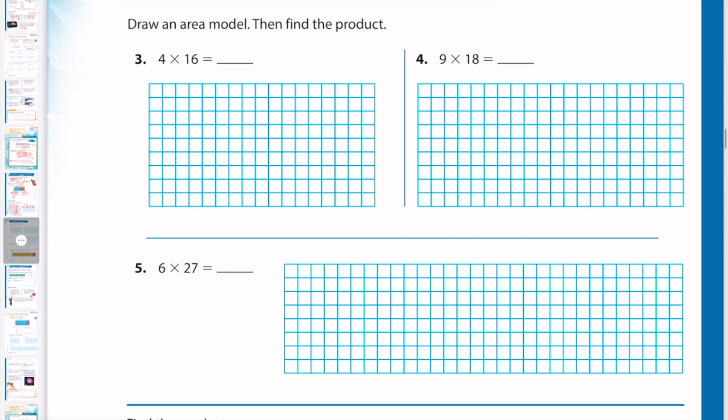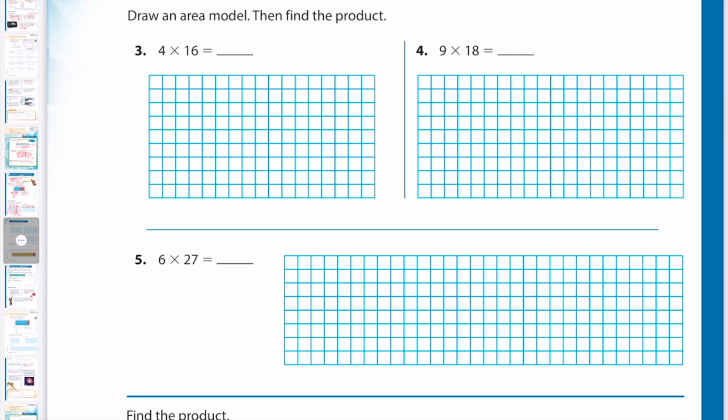Okay, so draw an area model, then find the product. Now look at this, guys. 4 times 16. Okay, so I'm going to split that into what? Yes, 10 plus 6. So I'm going to count 1, 2, 3, 4. And then let's count 16. 1, 2, 3, 4, 5, 6, 7, 8, 9, 10. And then I'm going to mark it in here so I don't have to count again later. I'm going to count 6 more. 1, 2, 3, 4, 5, 6. Ooh, at the end. Okay.